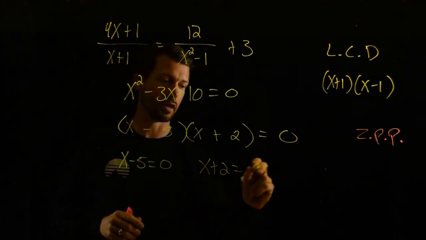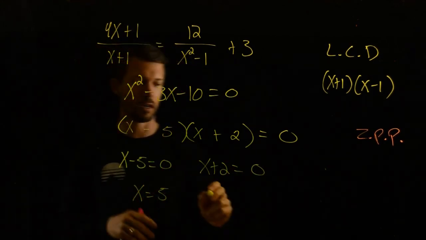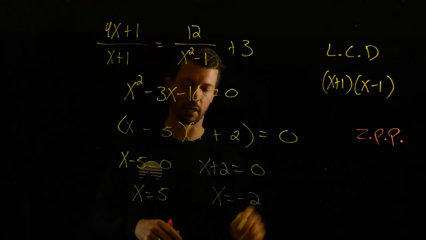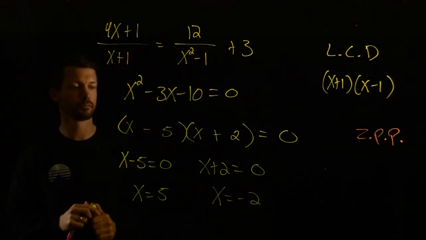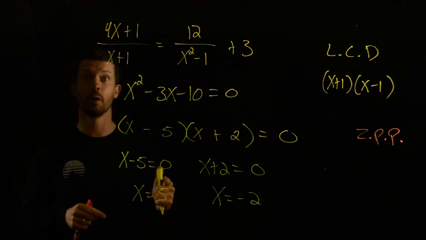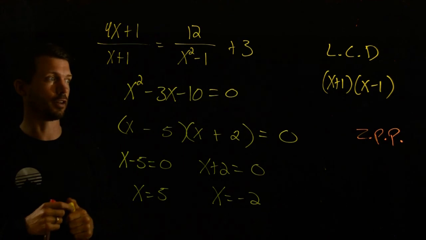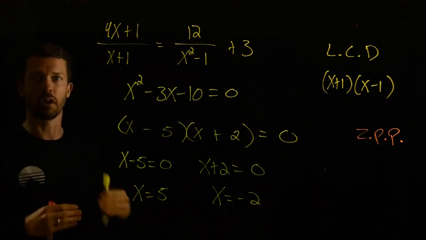Okay, so now that we have this set equal to 0, I'm just going to go ahead and solve that for x. So I have my two values. I have x equals 5, and I have x equals negative 2. So a lot of work for this one, but the work is all prior knowledge that you guys already know how to do. So we're just basically putting those all together now.